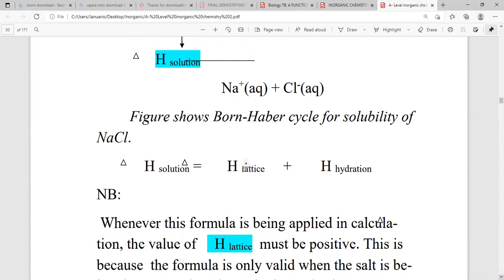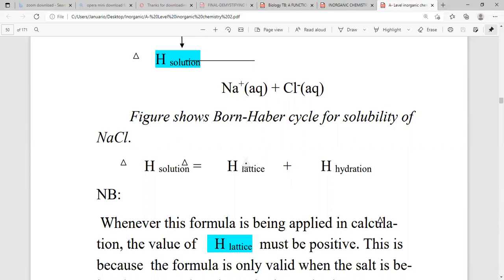You can check on the net to get a better Born-Haber cycle than that, because this one has some arrows and does not directly show where they should be. But from that, we have a conclusion that the enthalpy change of solution is equal to the change in lattice energy plus the change in hydration energy.